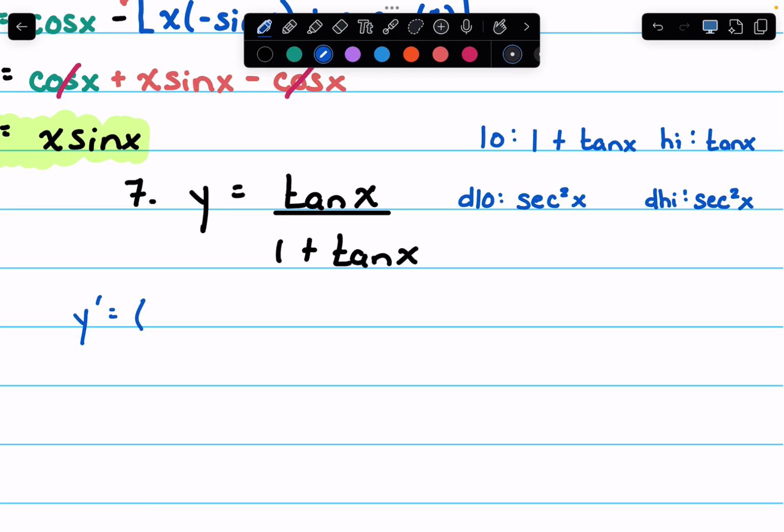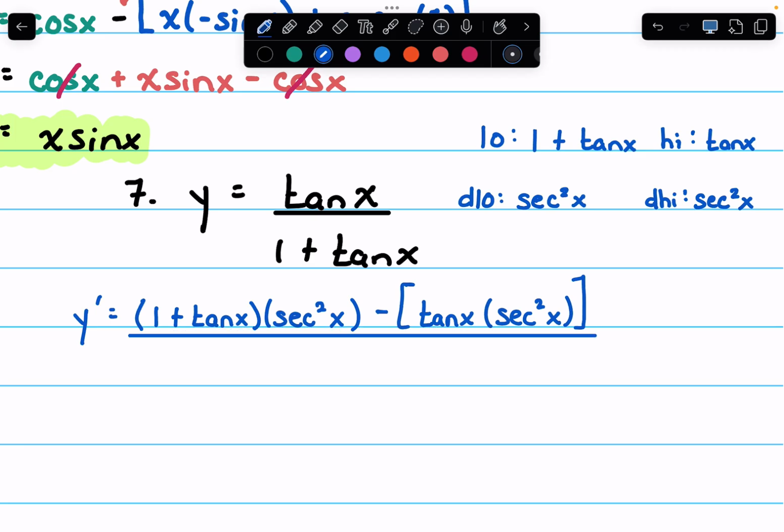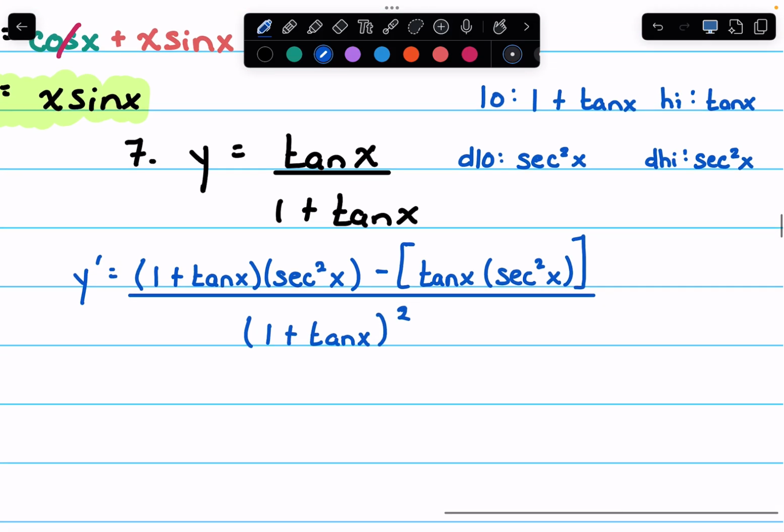Okay? So we do low times the derivative of high, minus high times the derivative of low, all over low squared. Okay.